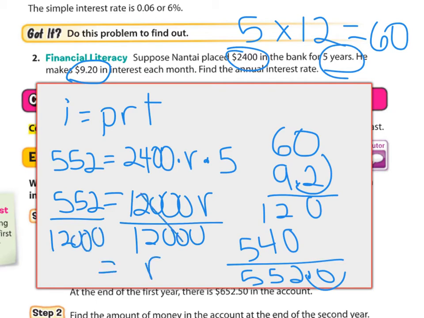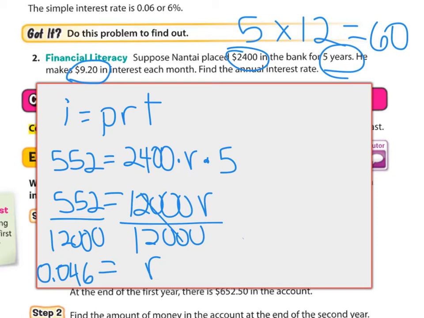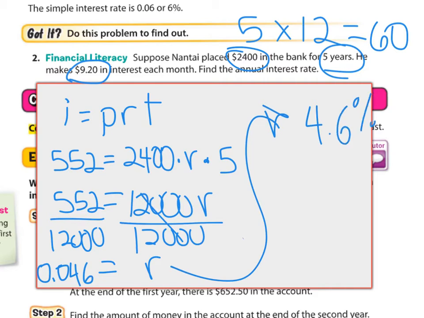These two cancel each other out, and I am going to get 0.046 when I divide those two numbers, which is 4.6% when you multiply it by 100 or convert it into a percentage. So the answer for this would be a therefore statement, stating therefore the annual interest rate is 4.6%.